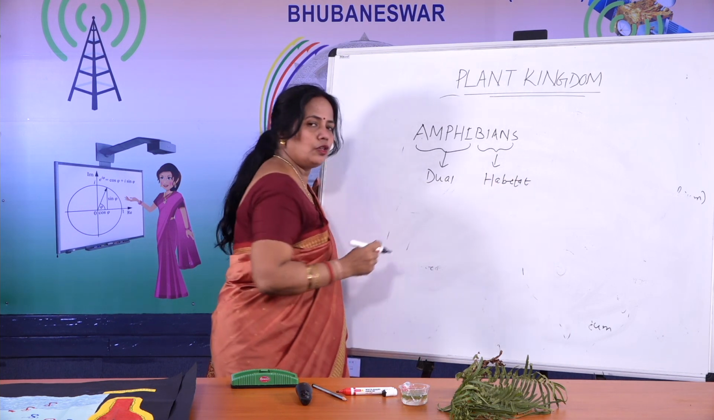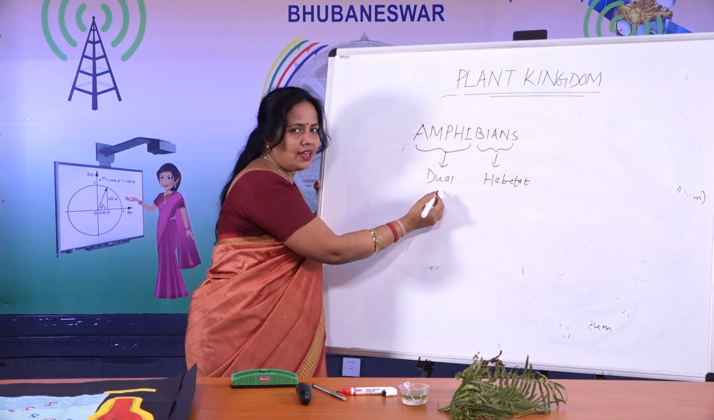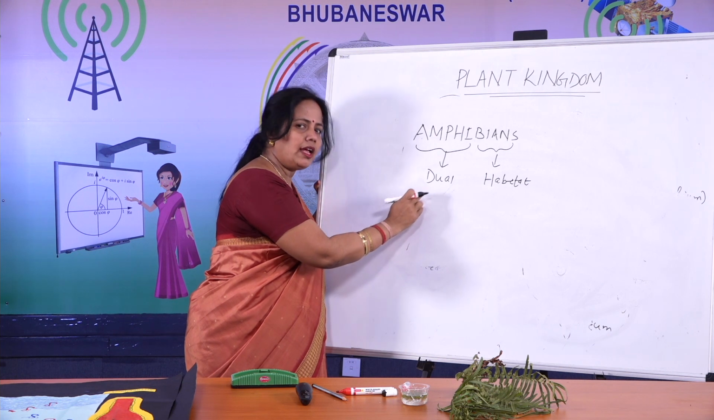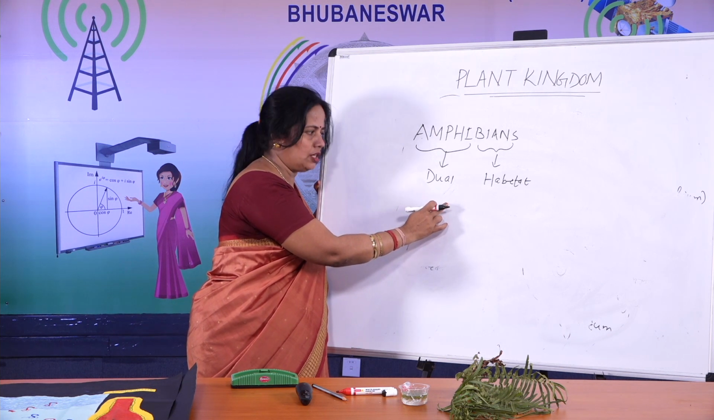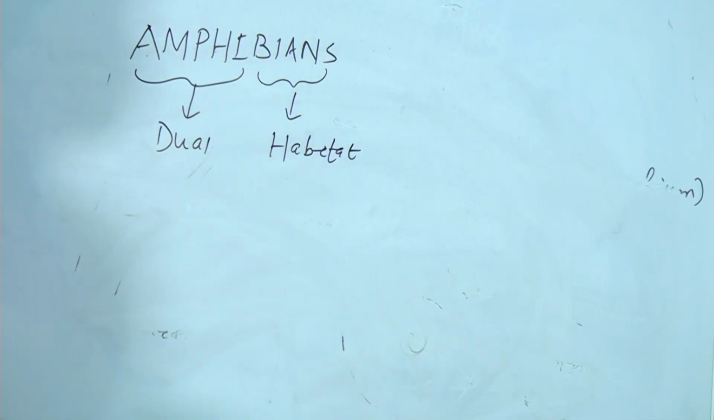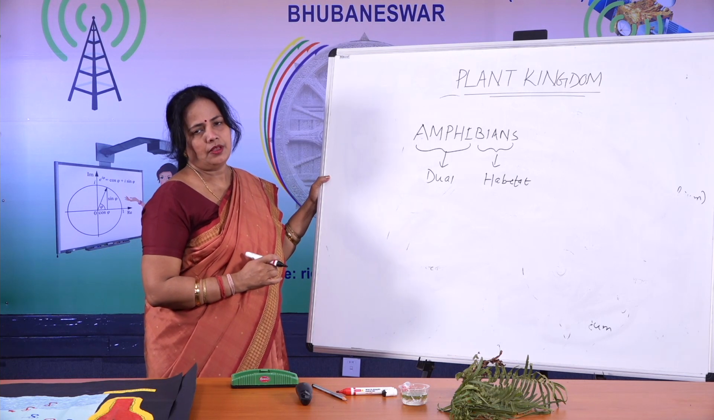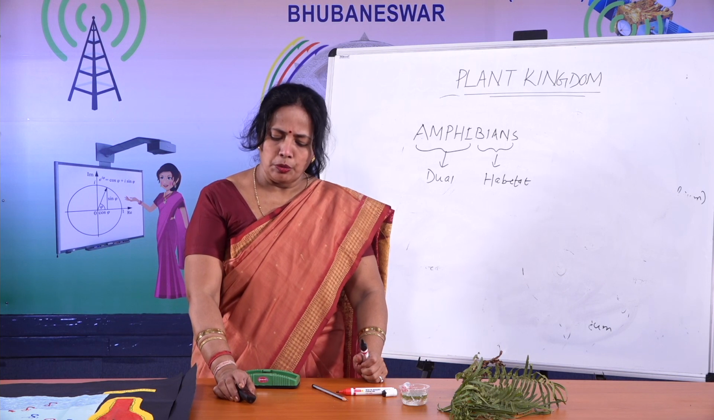Habitat. So, dual habitat. What is the dual habitat? Try to understand. Dual means both land and water. They live on land but need water for fertilization. So, they have dual habitat. Hence, the name is amphibians of plant kingdom. Now, bryophytes are also very much useful to plants.